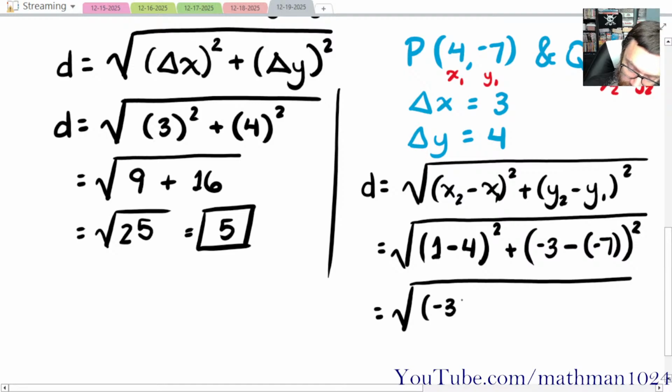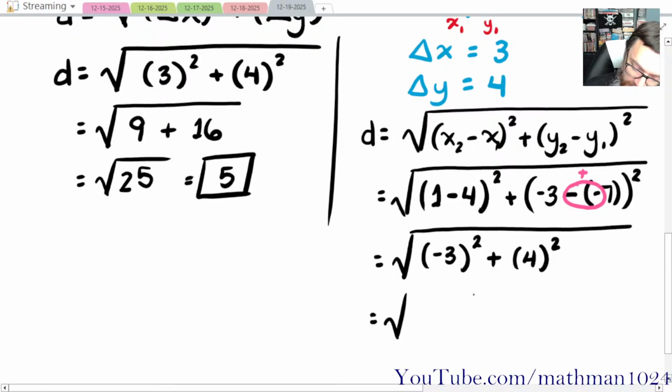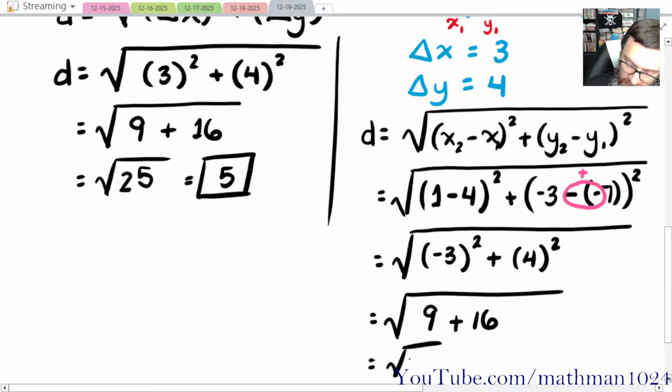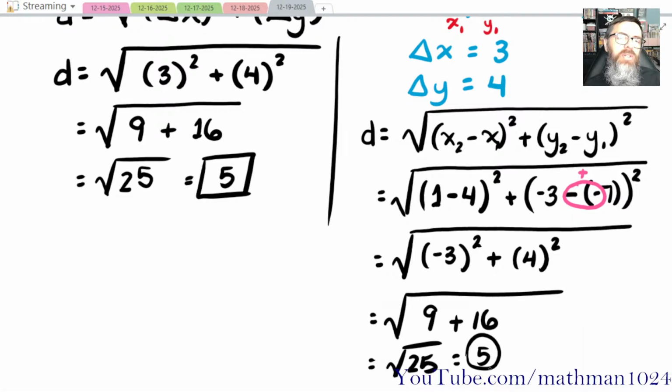This gives me (-3) squared plus, over here you have a negative times a negative, so that ends up being a plus. So we have -3 plus 7, which gives me +4. And you see here that we end up with the same thing that we had before. We have 9 plus 16. So it's the square root of 25, which equals 5. We still get the same answer. I just don't like having to plug in negative numbers when there's already subtraction as part of the formula. But if I can look at it and say, okay, what's the change in x, what's the change in y, then I'm going to be okay.